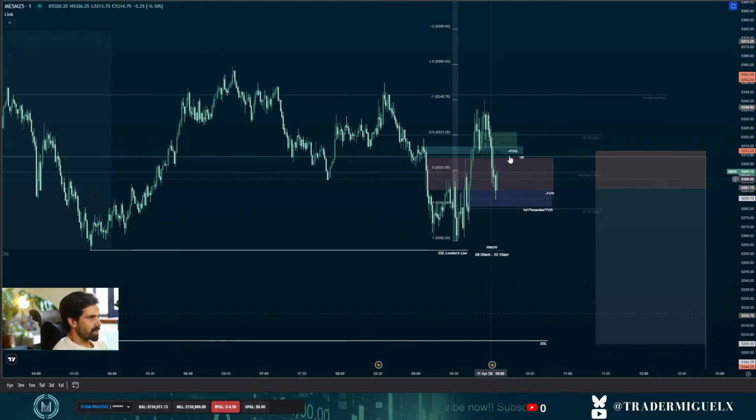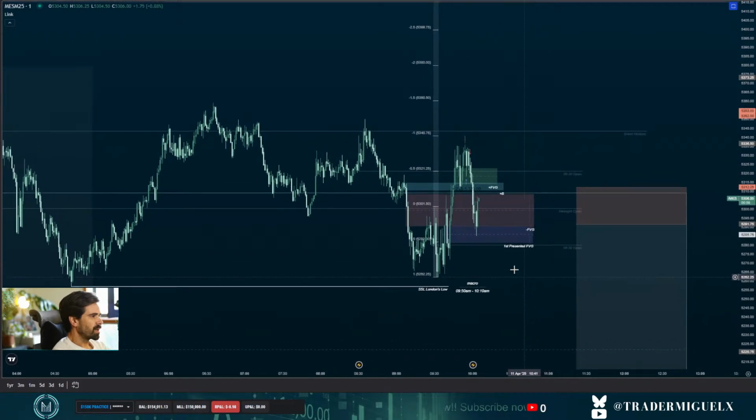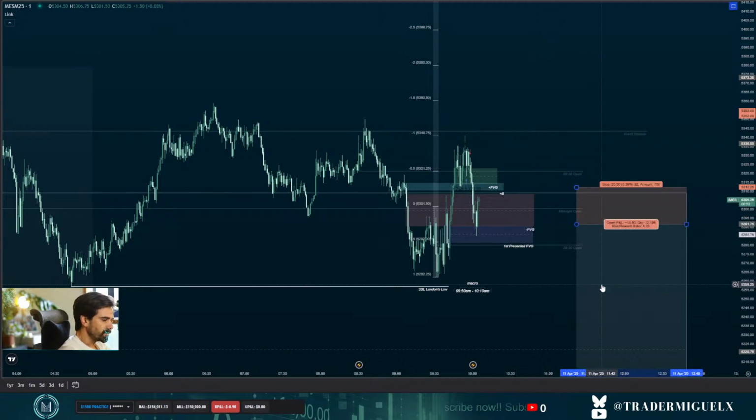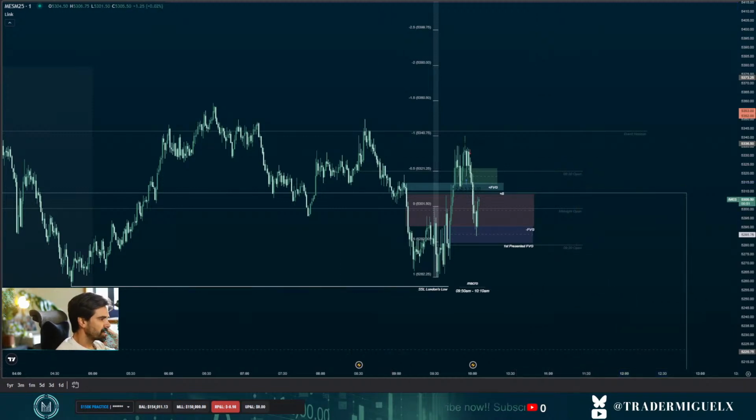Price is kind of stuck in between many things, in between the opens, between the first presented fair value gap, between bearish PD arrays as well. So let's wait until price, if price comes back above this line here, above the breaker, then the longs should be considered. Just eliminate this.